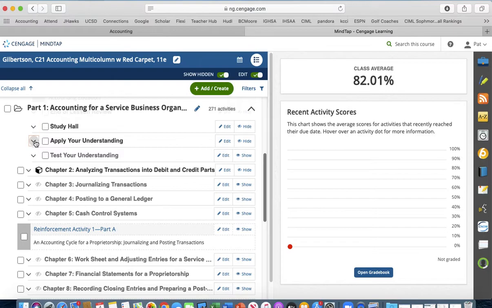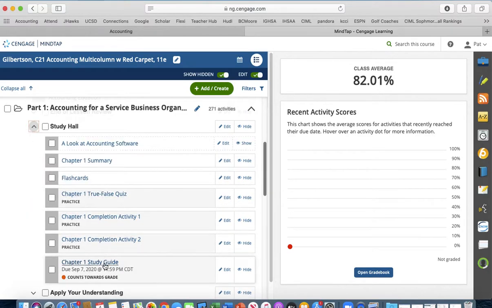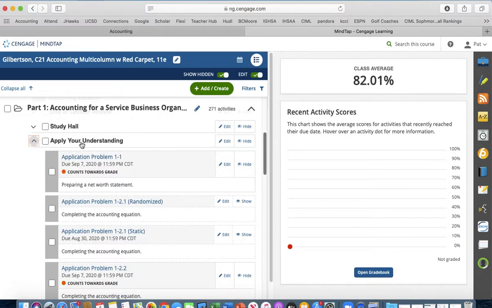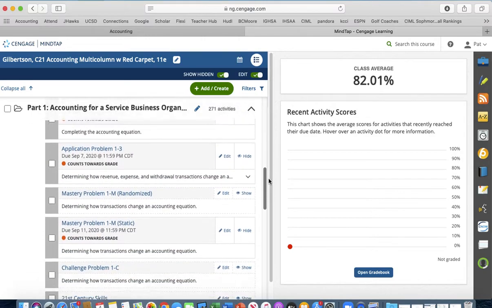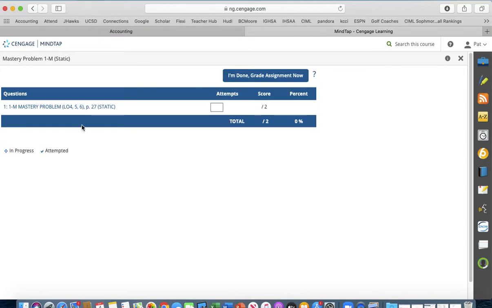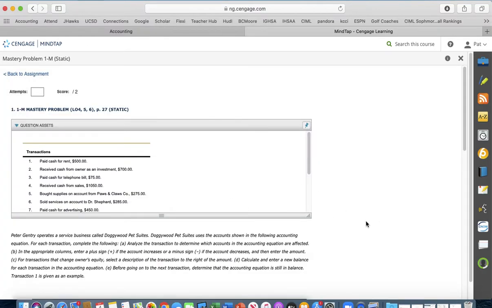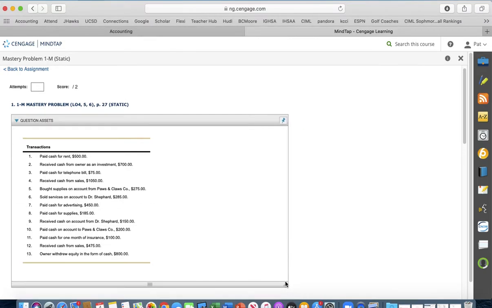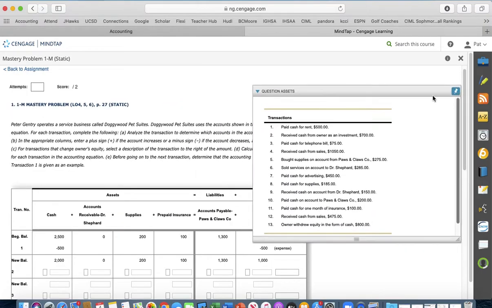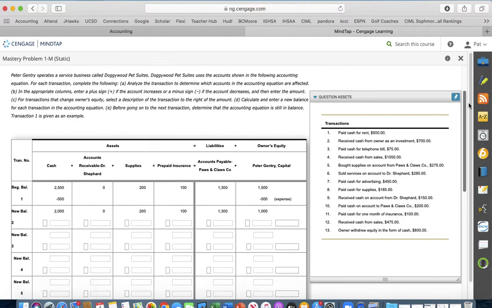I would do the application problems, 1.1, 1.2, 1.3. Then I would do the study guide. After you're done with the study guide, I would go back to apply your understanding and start on the mastery problem. The mastery problem allows you to show us that you understand what part of this transaction is being moved, what 2 accounts are being moved.